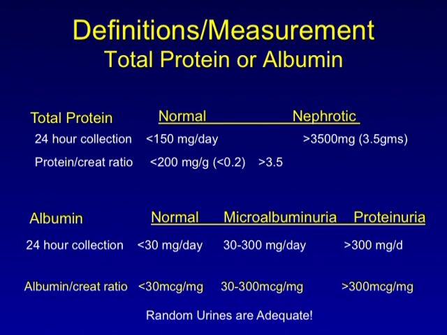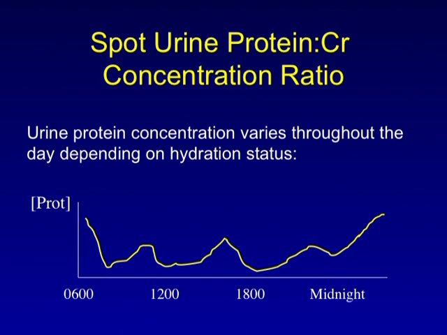And again, the 24-hour collection can be used not so much on the albumin side, but on the ratio. Most of us are used to doing this for monitoring our diabetics. The normal ratio is less than 30, microalbuminuria is defined as 30 to 300, and then overt proteinuria or macroalbuminuria is greater than 300. And now I'll show you why random urines are adequate.